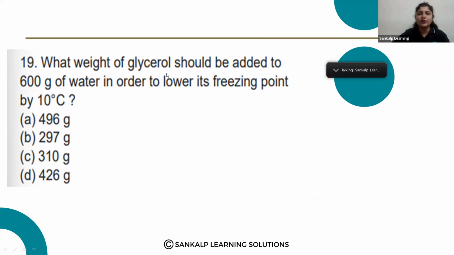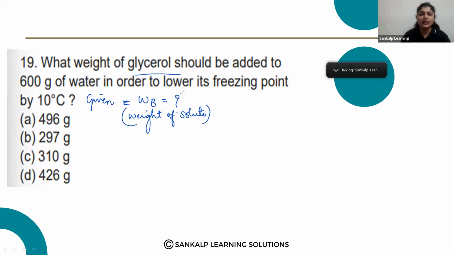Next: what weight of glycerol should be added to 600 grams of water in order to lower its freezing point by 10 degrees Celsius. Here we are going to use the freezing point formula. Here we will write the given entities. What we have to find out is what weight of glycerol should be added. Glycerol is nothing but the solute, so the weight of the solute we don't know.